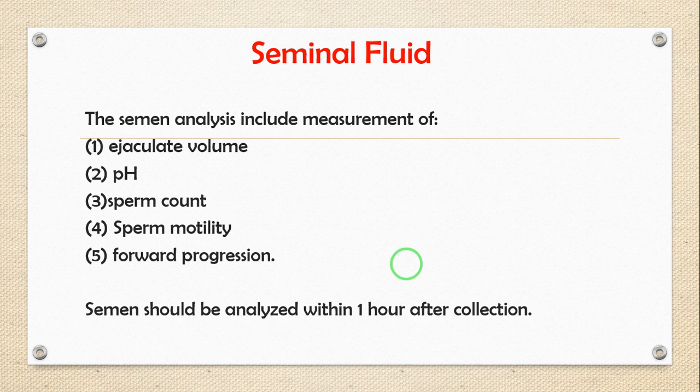One of the markers to assess male reproductive health is to measure the seminal fluid. In this measurement, we depend on many parameters. It includes the ejaculate volume, the volume of the fluid that is ejaculated, the pH of the fluid, the sperm count, the sperm motility, and the forward progress. All these are considered important baseline markers to assess the quality of the seminal fluid.